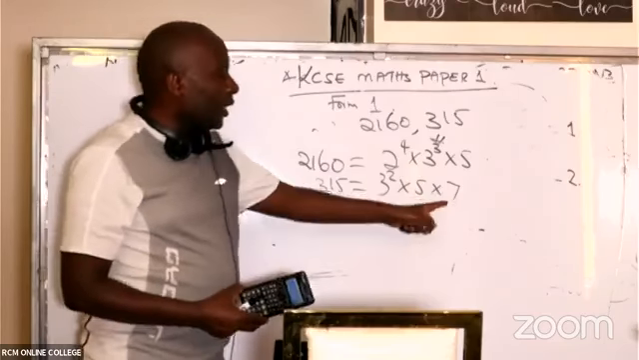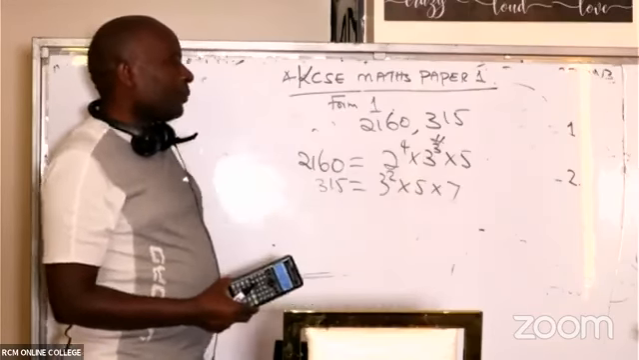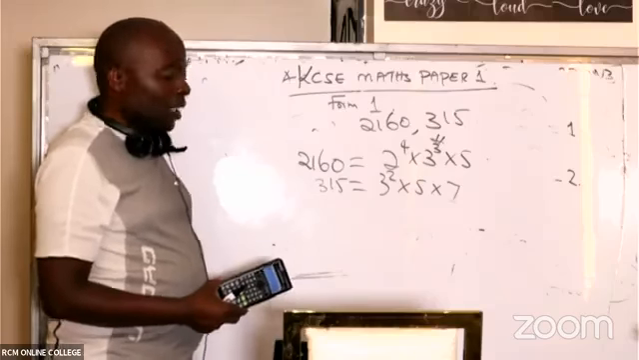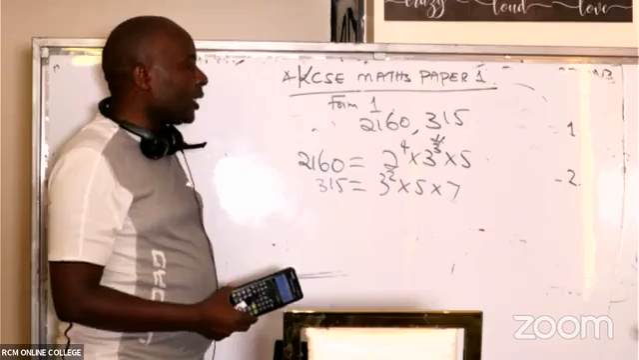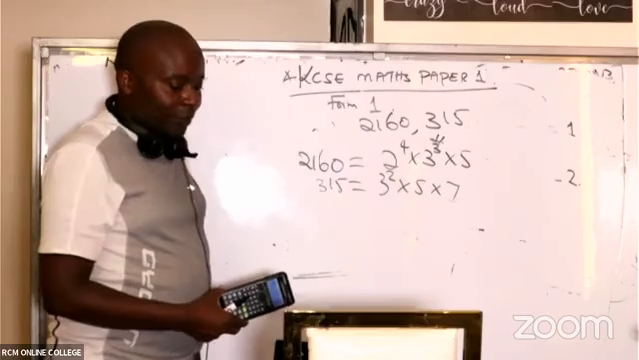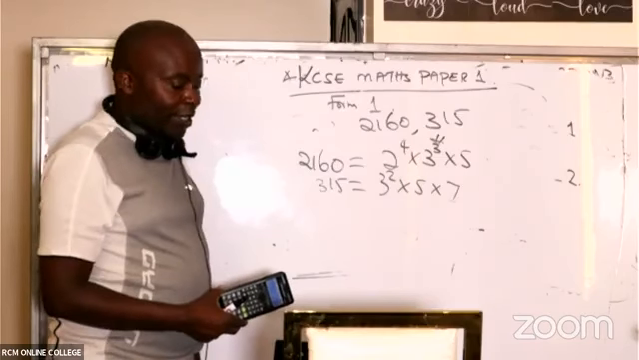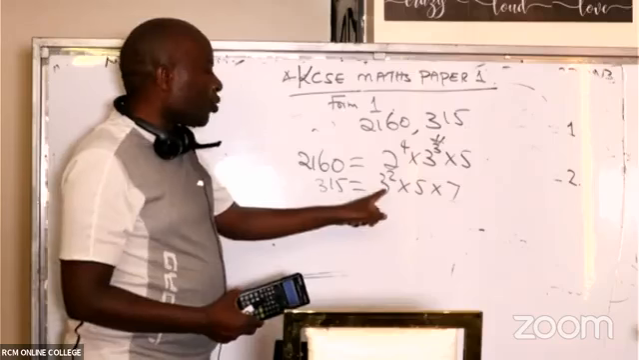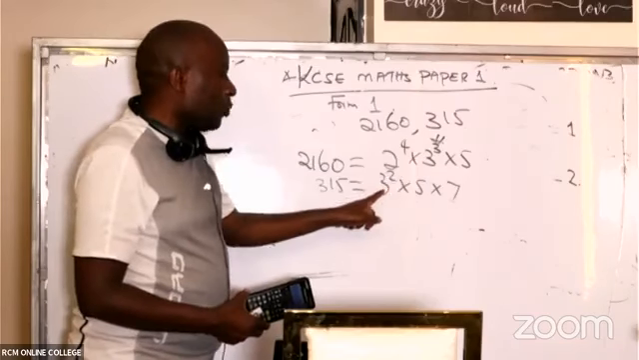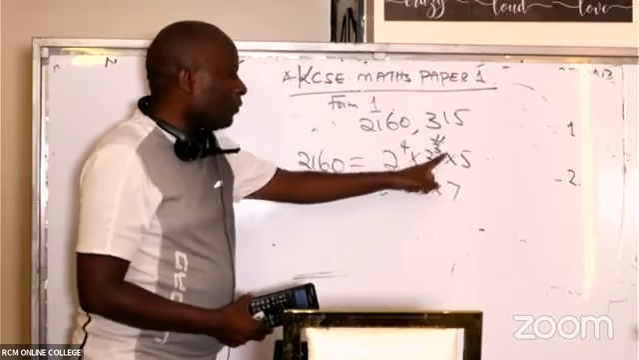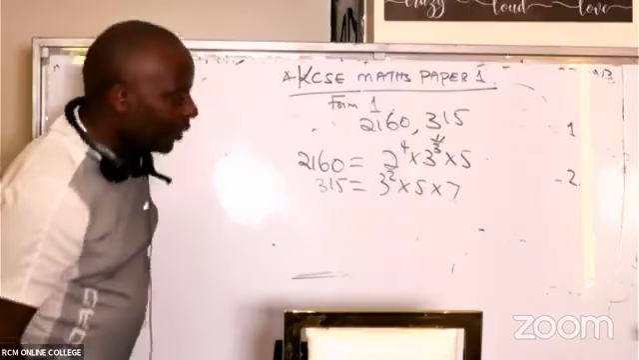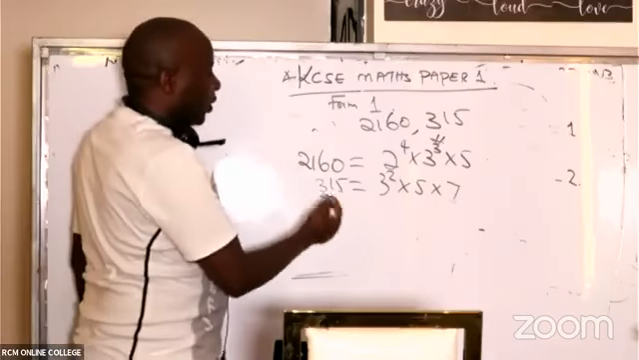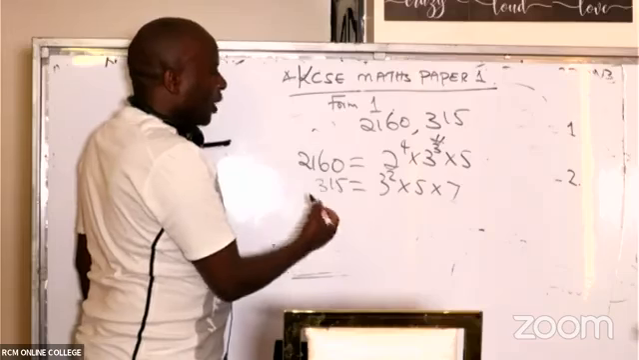Like now 7 is not common to both. I can't pick it in my GCD calculation. 2 is not common to both. I can't pick it in my GCD calculations. All right. But now, ladies and gentlemen, look at 3. 3 is common because we have 3 cubed here and 3 cubed here. We have 5 raised to power 1 here, 5 raised to power 1 here. We have those. So then come and pick your GCD prime factors.